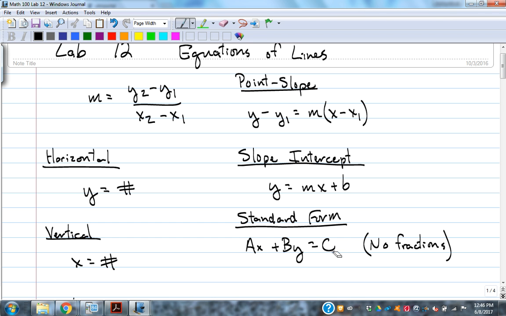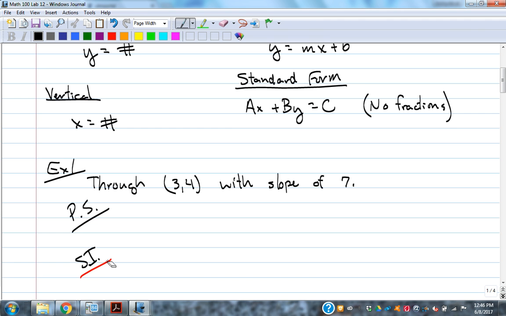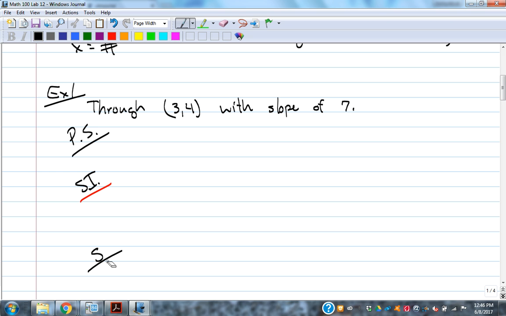And then standard form. Keep in mind that a, b, and c should be integers with no fractions, and there shouldn't be anything that they're all divisible by, like a common factor. Some exceptional lines that we need to keep in mind are horizontal lines, which have a zero slope and are of the form y equals a number. And then vertical lines have an undefined slope and are of the form x equals some number, and that number would come from the ordered pairs that you're given. So we're going to look at some examples, and we're going to write the equations in point slope form, slope intercept form, and standard form.